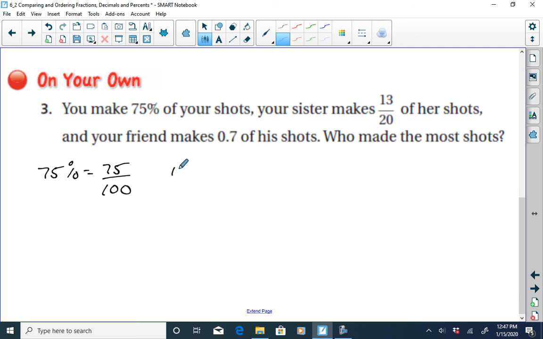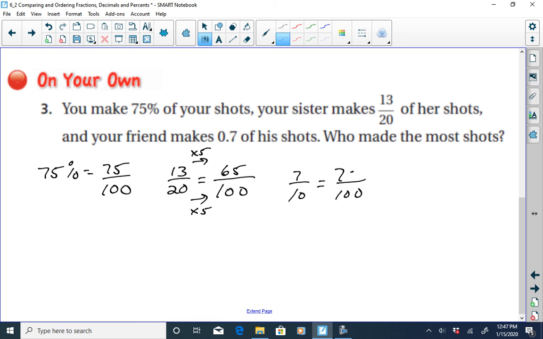Then we have 13/20ths. I want to make an equivalent fraction with a denominator of 100. So that's times 5. That's going to be what? 13 times 5 is 65 over 100. And then we have 7/10. Make that an equivalent fraction with a denominator of 100. That's going to be 70 over 100. So who made the most shots? You made the most shots with 75%.